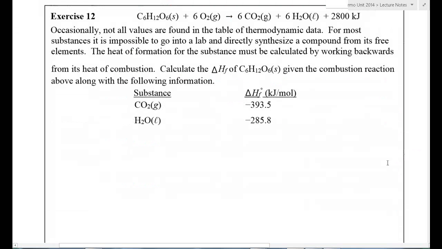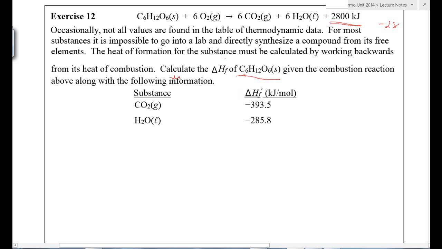Okay, exercise 12. Occasionally, not all values are found in the table of thermodynamic data. For most substances, it is impossible to go into a lab and directly synthesize a compound from its free elements. So the heat of formation for the substance must be calculated by working backwards, and we can do this because of Hess's law, using its heat of combustion, for instance. So we want to calculate the heat of formation of glucose given the combustion reaction above and its change in enthalpy.